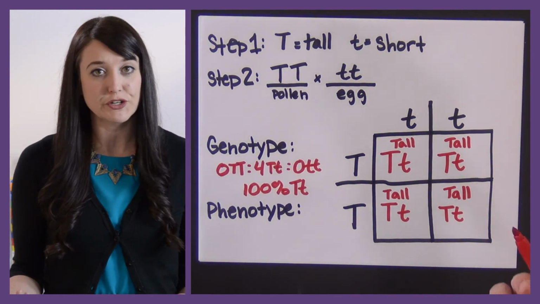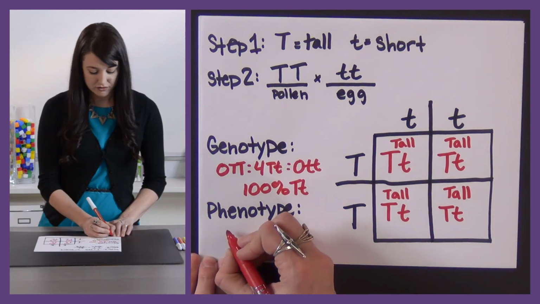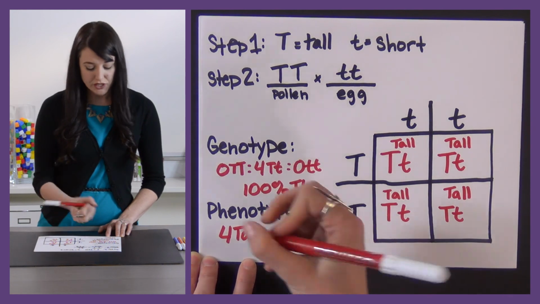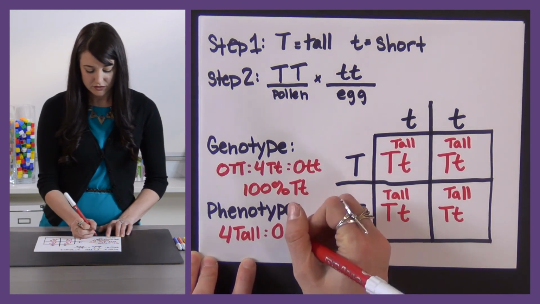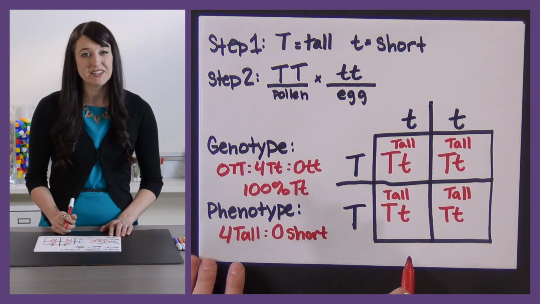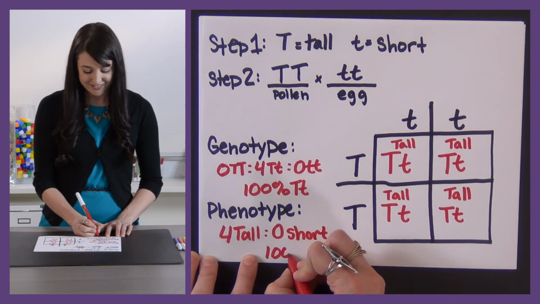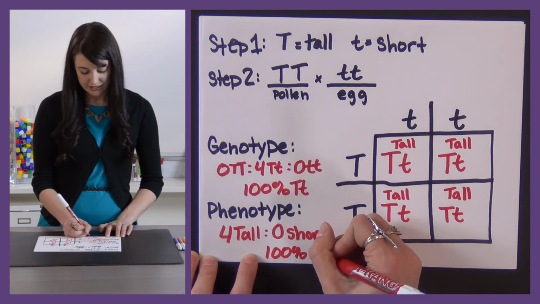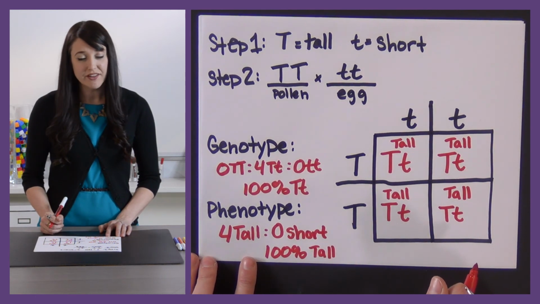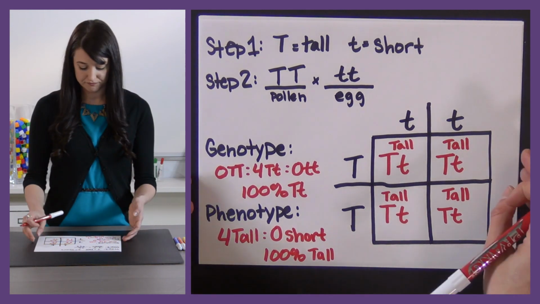Tall is the dominant version of the trait. So we have 4 tall, 0 short, which means there's a 100% chance or 100% probability that the offspring will be tall.